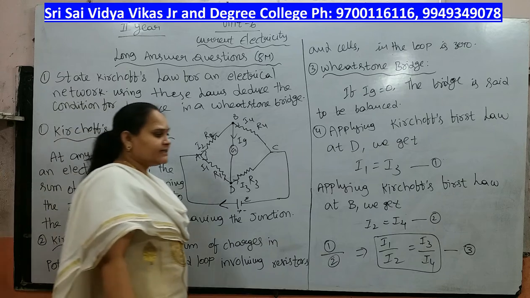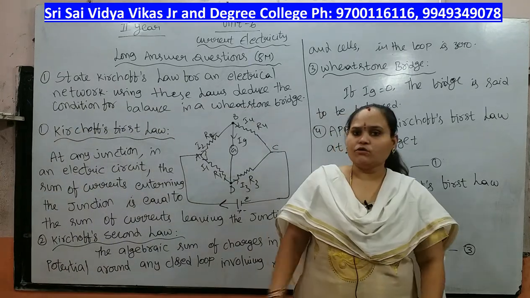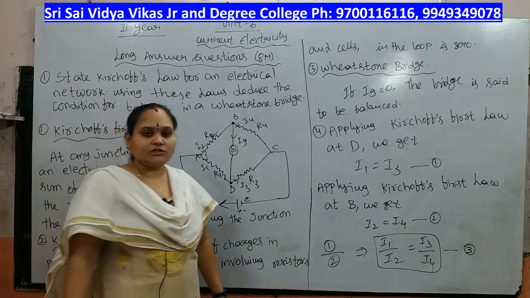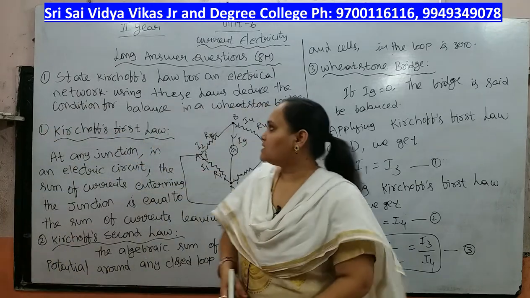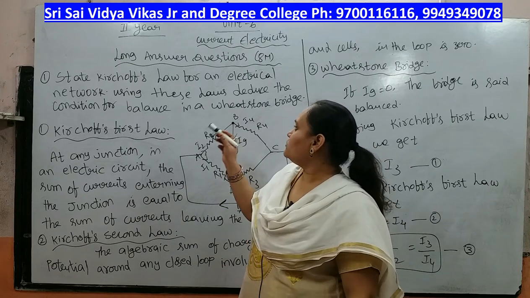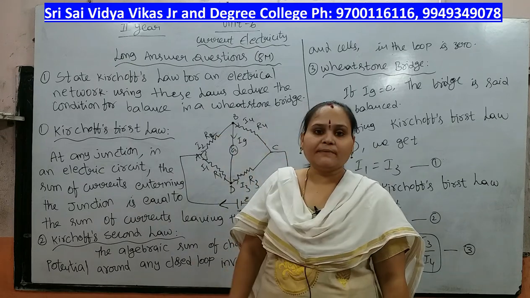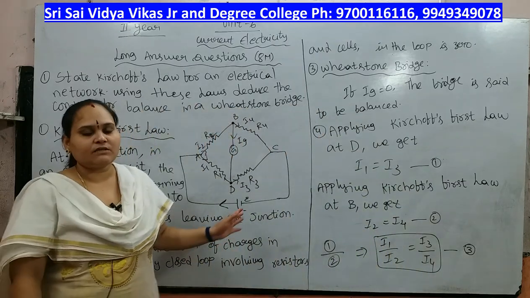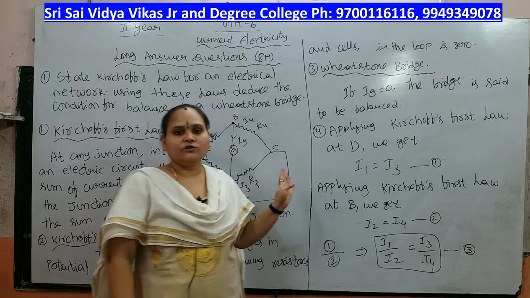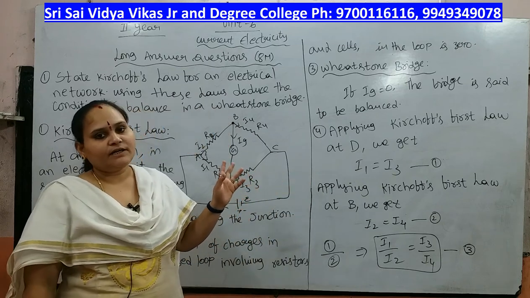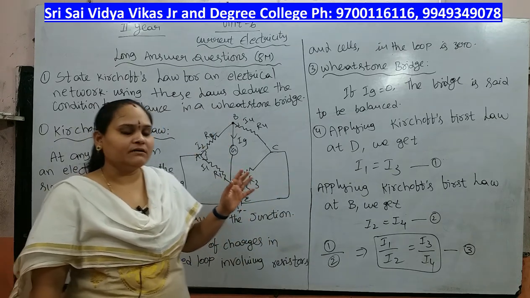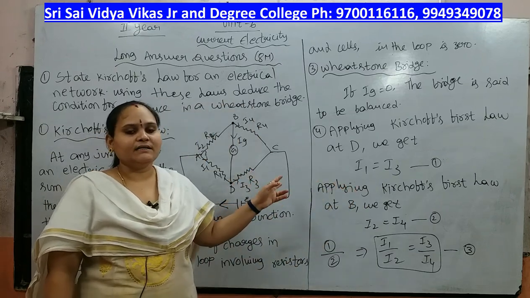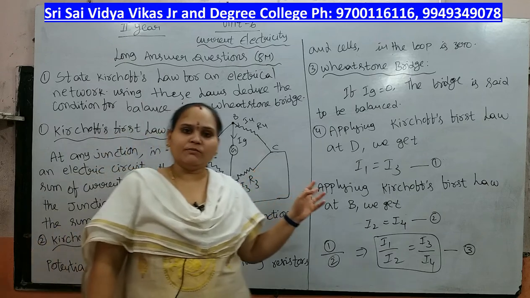Next we will calculate using Kirchhoff's second law for voltages. Once again, the question is: state the Kirchhoff laws and, using these laws, deduce the condition for balancing a Wheatstone bridge. First we draw the Wheatstone bridge. In this bridge we have 4 resistors R1, R2, R3 and R4, and currents I1, I2, I3, I4. G is the galvanometer, E is the voltage supply, and the voltage supply is applied at terminals A and C. Here Ig is the galvanometer current.